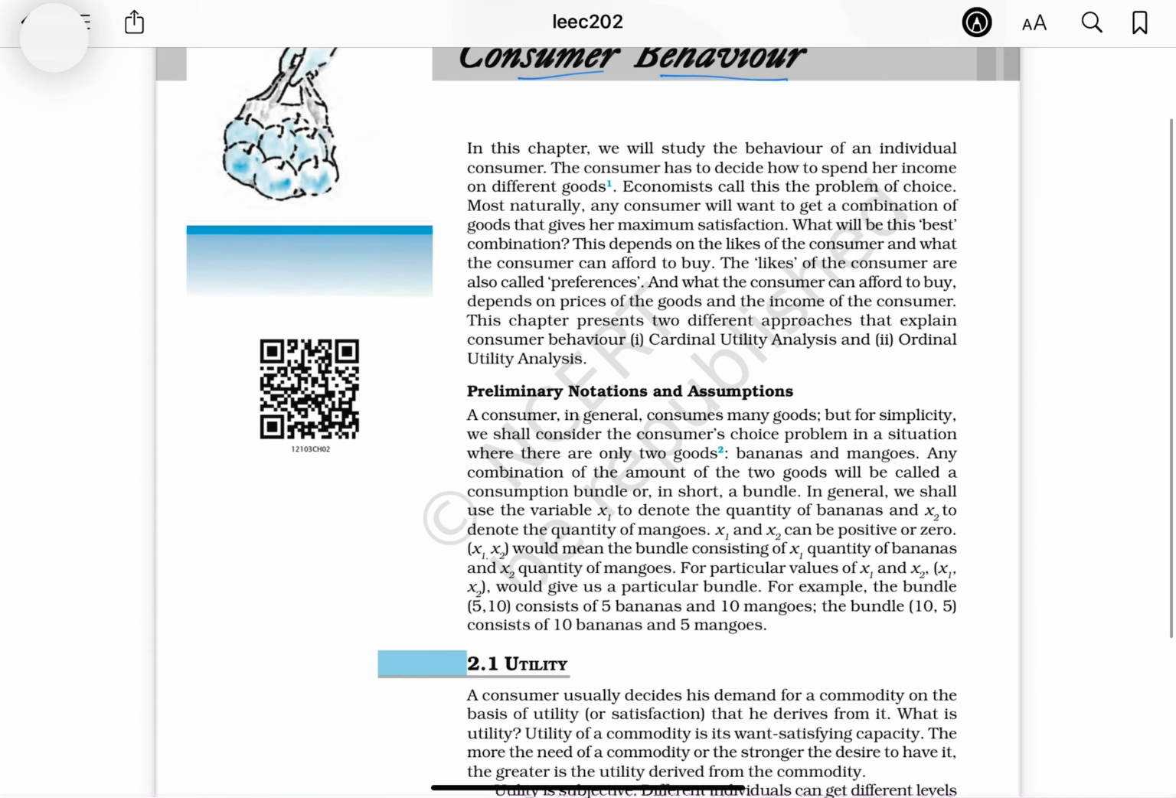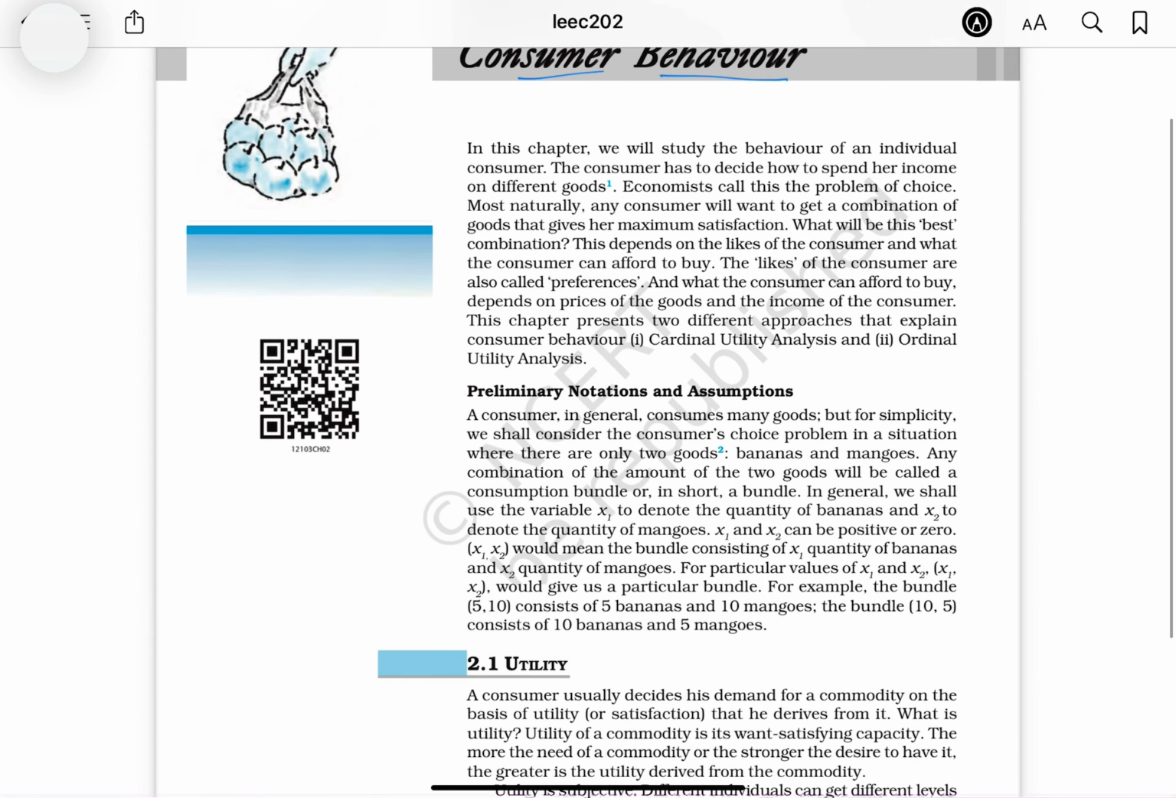Most naturally, any consumer will want to get a combination of goods that gives her maximum satisfaction. What will be this best combination? This depends on the likes of the consumer and what the consumer can afford to buy. The likes of the consumer are also called preferences, and what the consumer can afford to buy depends on prices of the goods and the income of the consumer. This chapter presents two different approaches that explain consumer behavior: cardinal utility analysis and ordinal utility analysis.